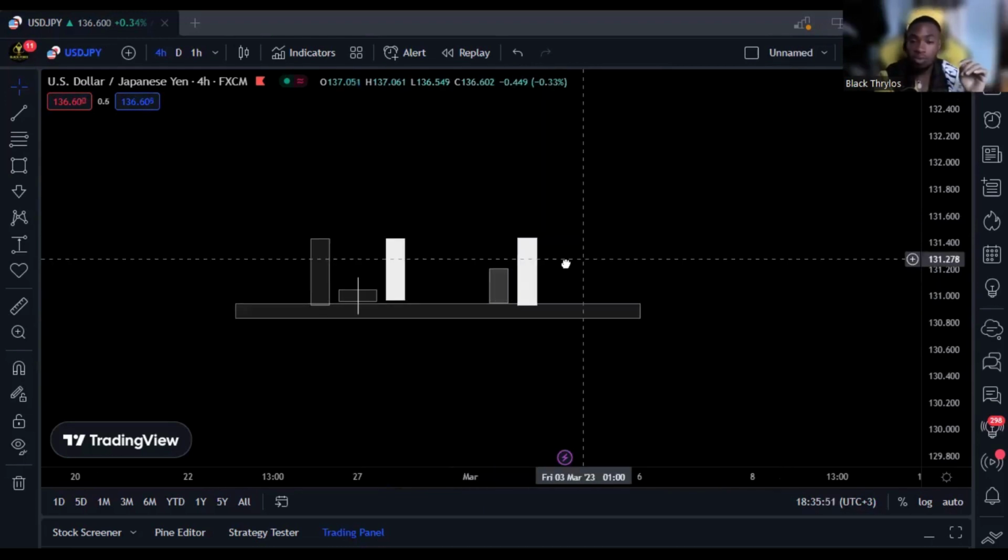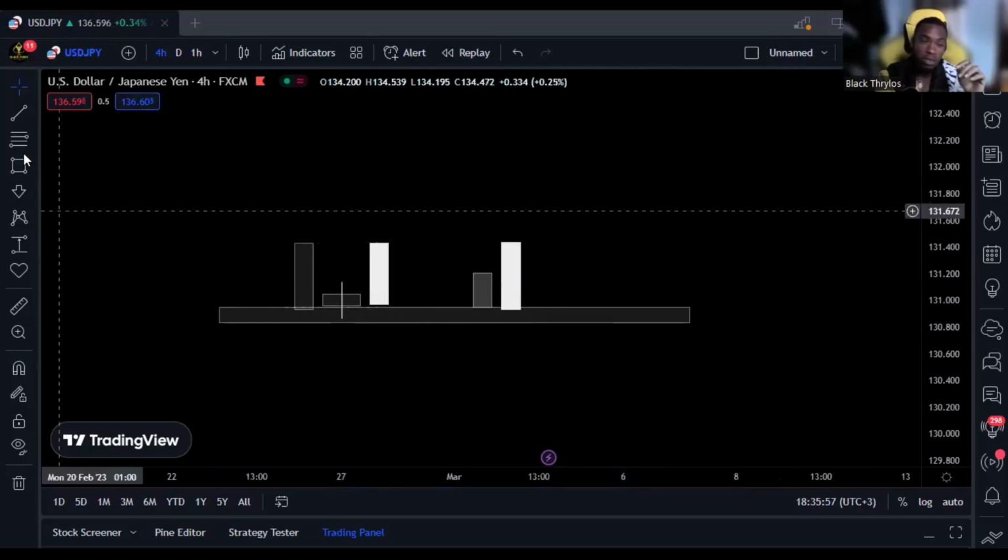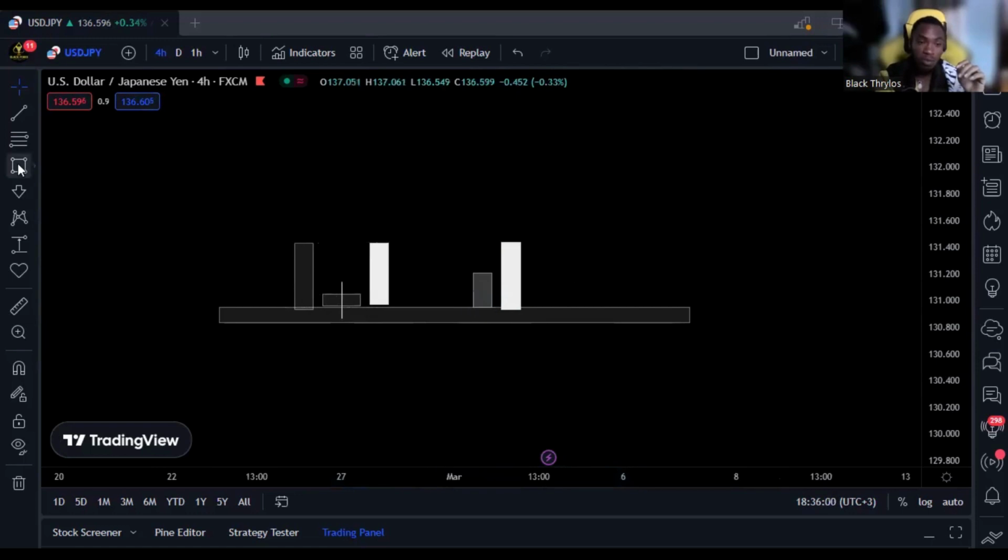This is my second and probably the most common confirmation candlestick that you'll come across, this bullish candlestick, or this type of confirmation.